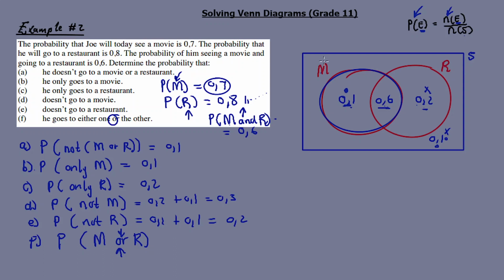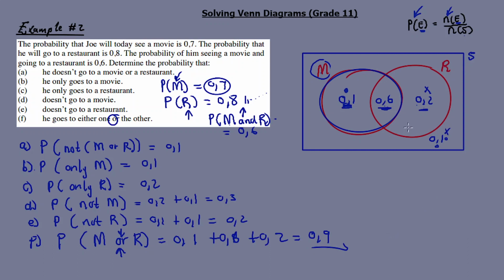So I add everything: 1, 0.6, 0.2. Added this one and this one. So the answer is 0.9. Now answer it for example number 2.